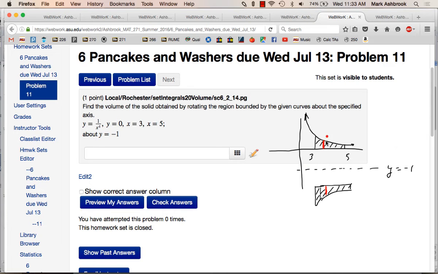So that whole thing is that's our washer. That's the best washer I've drawn all day. Okay, so that's going to be the washer.